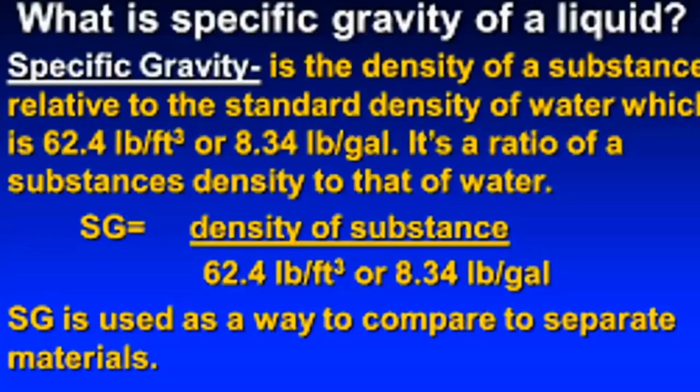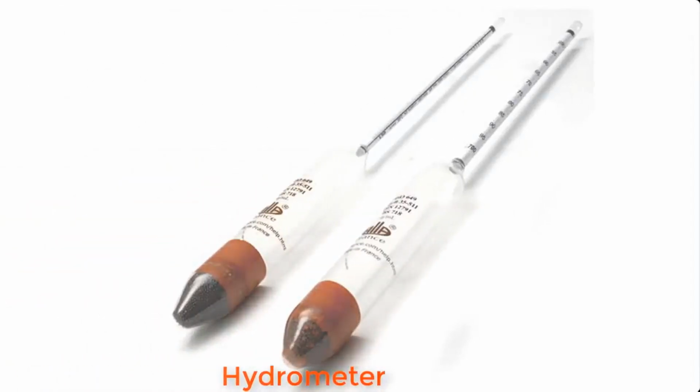Here, water is our reference substance. Specific gravity is measured with an instrument called a hydrometer. For details of how to measure the specific gravity of a substance in reference to water, I have dropped a link below this video. Click on that link for more details on that.